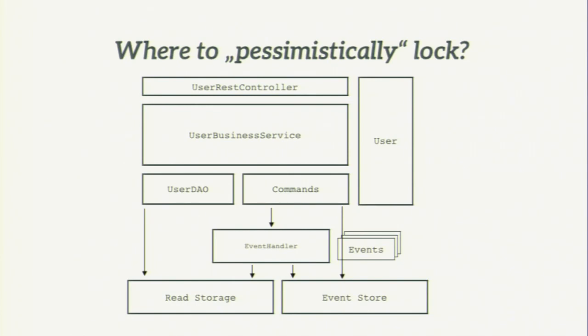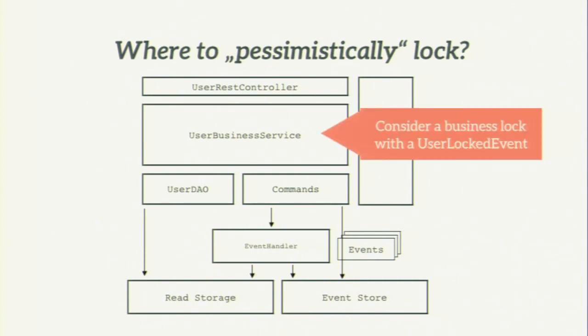If we want to pessimistically lock something in an event-sourced architecture with CQRS, we could actually go ahead and issue a user-locked event to the event store, which gets replicated very fast to the read store, to a bucket: is the user locked? Can the user be worked with? And we can do that, for instance.